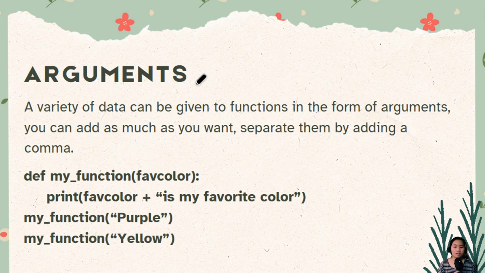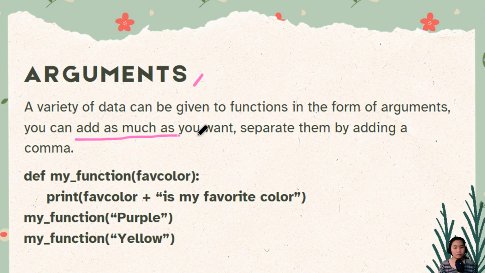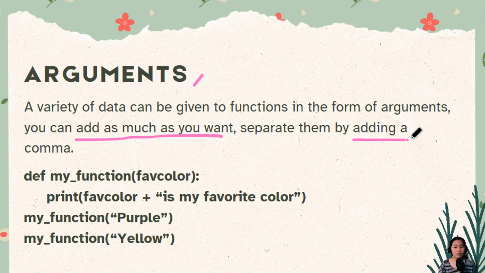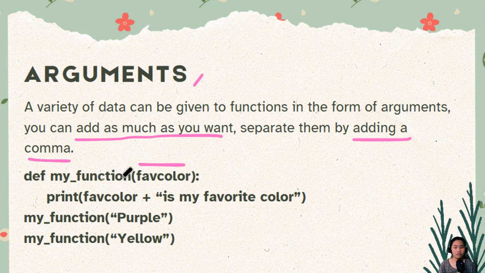Now, let's dive first into arguments. Arguments are a variety of data that can be given to functions. So you can add as much as you want, and you separate them by adding a comma in between each of them. We start with def my_function, and we have our first, we call this parameter or argument, favorite_color. Print favorite_color plus " is my favorite color".